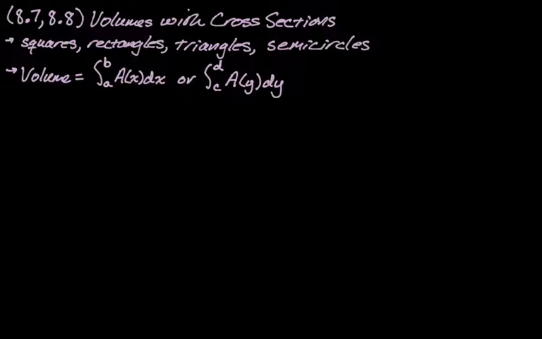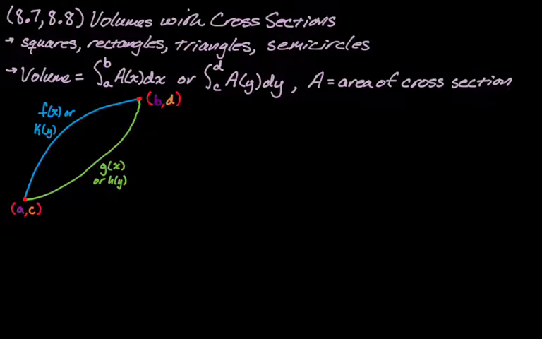Now what's A in this case? A is just the area of a cross section, right? The area of a square is side squared. The area of a rectangle is base times height. Triangle, 1/2 base times height. Semicircle, a little more complicated, we're going to get there. But that's all we're doing. If you can find the area of the cross section and integrate it from where you start to where you stop, you're good. Let's look at a picture.